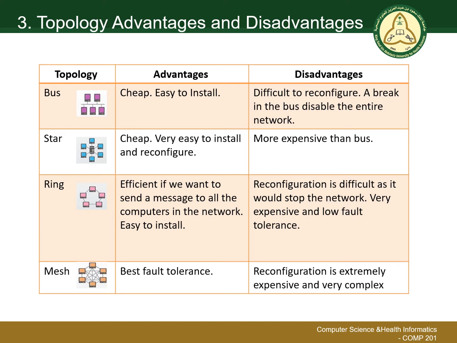A ring topology is hard to reconfigure, because each time we add a new device, we have to reconfigure the network. To reconfigure it, we have to stop the whole network before we do the reconfiguration. Very expensive and low fault tolerance. In mesh topology, reconfiguration is extremely expensive and very complex.